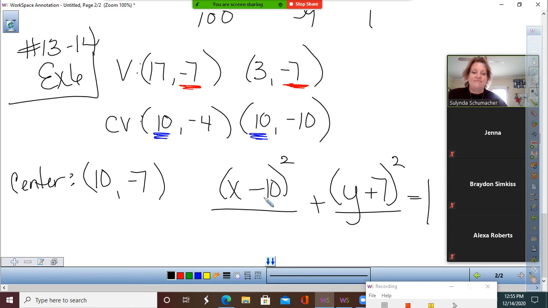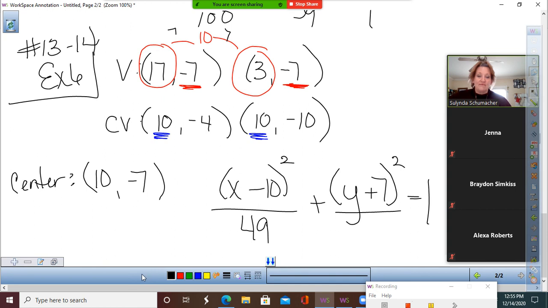Okay, so I'm going to kind of write it up here. My center for x is at 10, right? So between 17 and 3, 10 falls right in the middle. What is that distance between them? Either from 17 to 10 or from 10 to 3, that distance is 7, right? The distance from here is 7. So I'm going to take 7 and square it and put it underneath x. So that's 49.